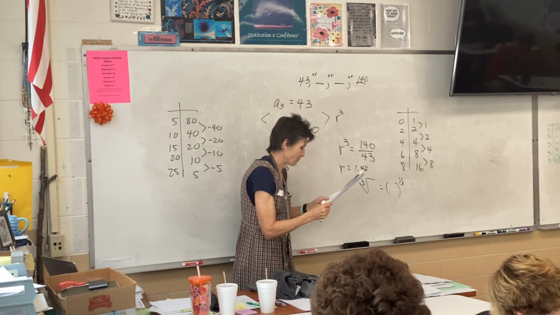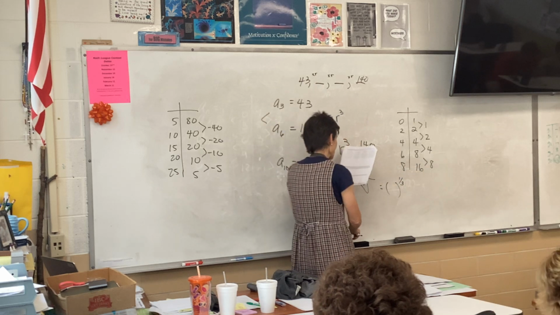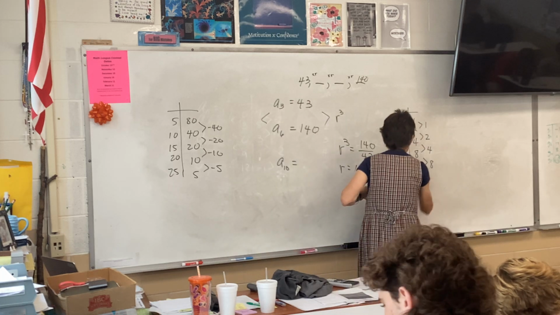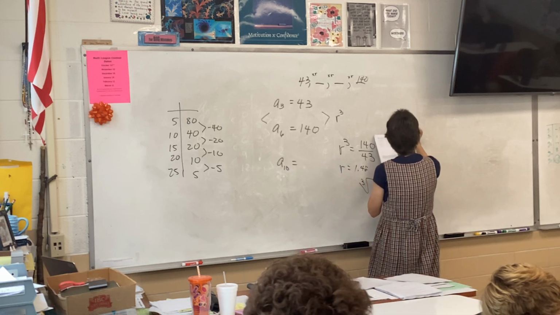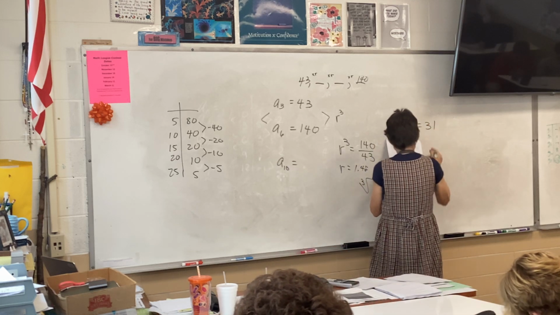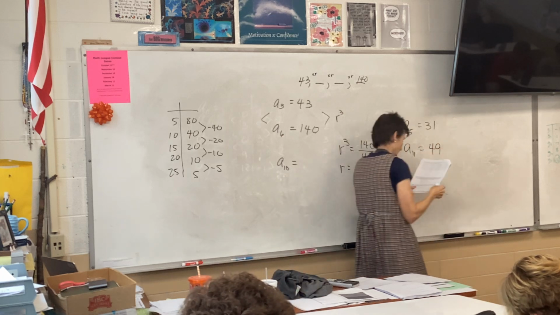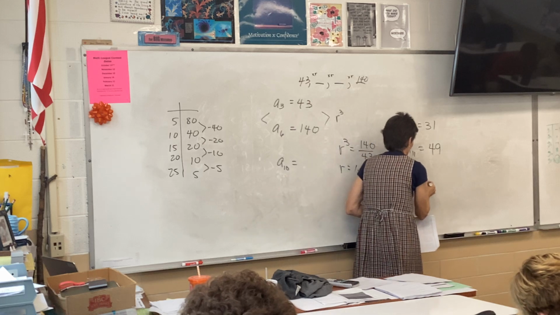All right, example 3. A large theater has rows of seats. The 5th row is 31. Now, this is arithmetic. The 5th row is 31, the 11th row is 49. And we want to know the 25th row.